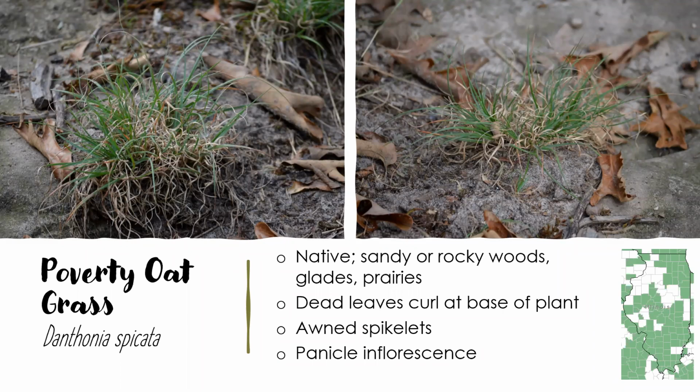It does have a panicle inflorescence with awned spikelets. I have never seen them in person and haven't ever had to get that detailed to identify this grass. So just look for the way that those leaves dry and make sure you're in the right spot. And then you should very quickly be able to tell that this is poverty oat grass.